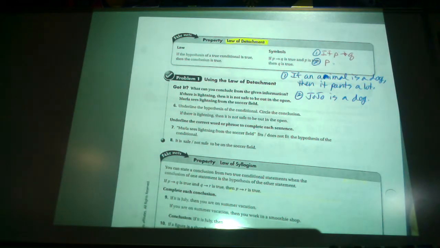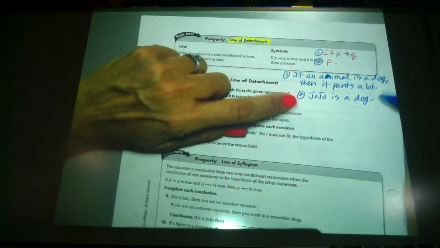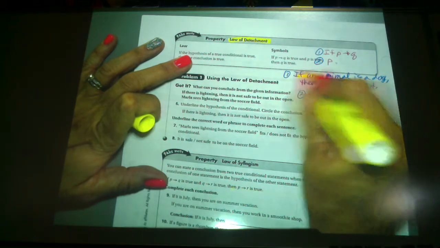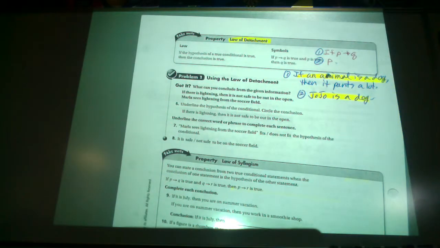Could you convert "Jojo is a dog" to an if-then statement? If something is called Jojo, then it's a dog. Does that sound reasonable? No. So this is a partial statement. Doesn't this statement right here mirror "if an animal is a dog"? But it's really specific. It's calling that dog Jojo. So it's saying the same thing, but it's just being really specific and direct.